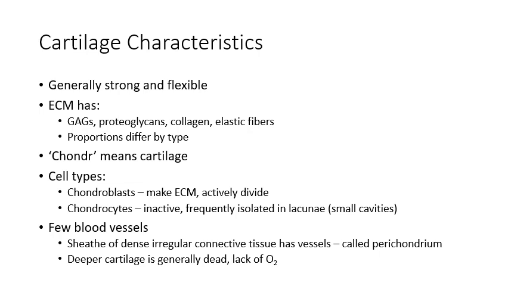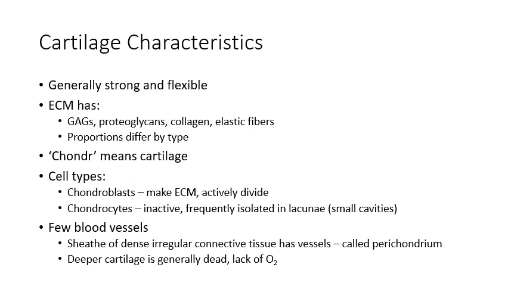You have 3 subtypes of cartilage, but all of them are strong and flexible. The extracellular matrix is going to have your ground substance components, your glycosaminoglycans, your proteoglycans, also collagen and elastic fibers, but the specific proportions of those components would differ depending on which subtype you're talking about. The prefix chondr always means cartilage, so if you ever see chondr, think cartilage.